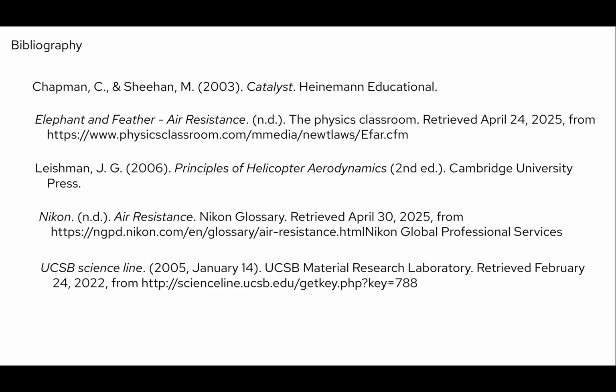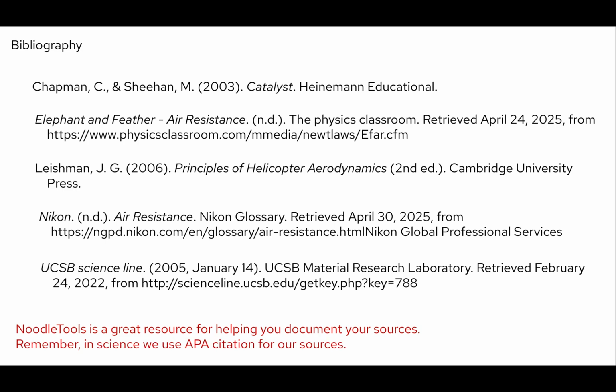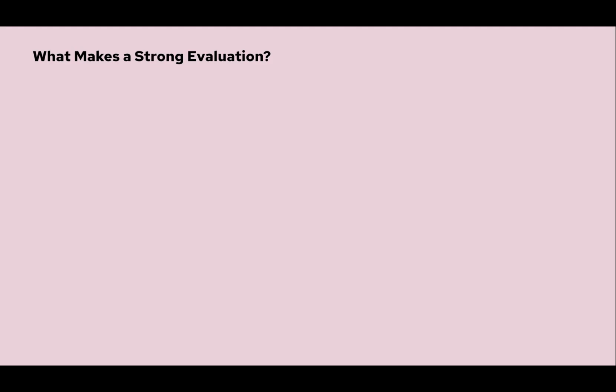Lastly is my bibliography, and make sure that you cite all of the resources that you use. And again, notice that the way that it's written is in alphabetical order. That means that we go from A to Z, in this case from C to U. And you can use Noodle tools to help you with this because it's a great resource to help you document your sources. And just a reminder that in science, we always use APA citation.